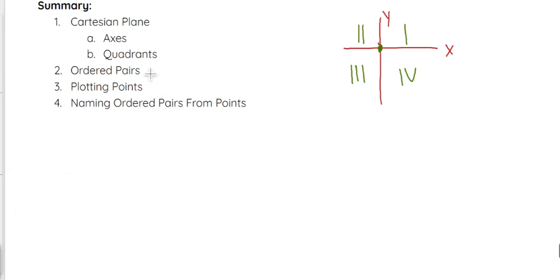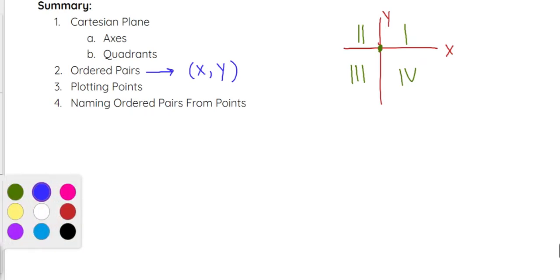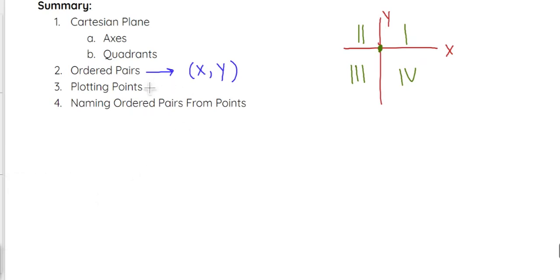Additionally, we talked about ordered pairs. So remember that ordered pairs are always going to be x, y, and they tell you where to move from the origin along the x-axis, and then from that spot, where to move up and down for the y point or the y coordinate. So again, that's how you plot points using your ordered pair, and then naming ordered pairs from points we talked about.